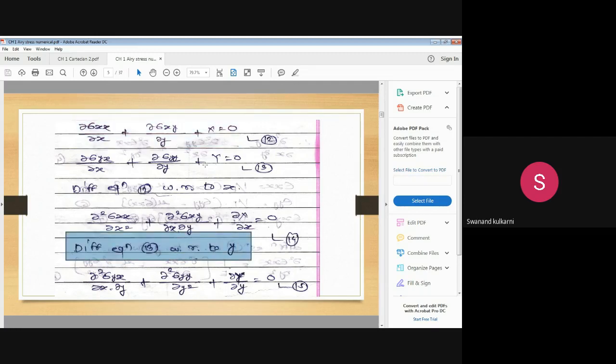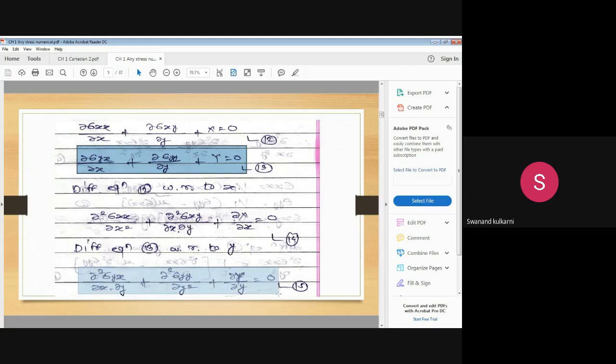Now, similarly, for equation number 13, let us differentiate this equation with respect to y. So equation number 13, we are differentiating with respect to y, and we get ∂²σyx/∂x∂y plus ∂²σyy/∂y² plus ∂Y/∂y. Is it okay? So that is the differentiation of equation number 13 with respect to y, and we got equation number 15.